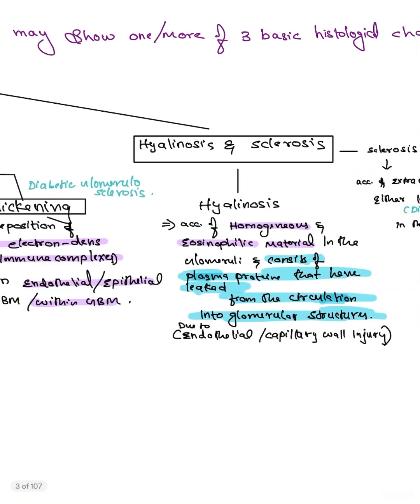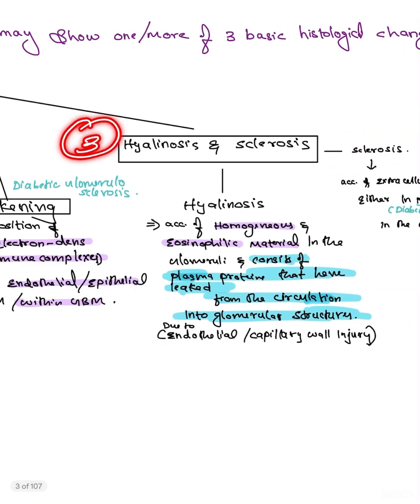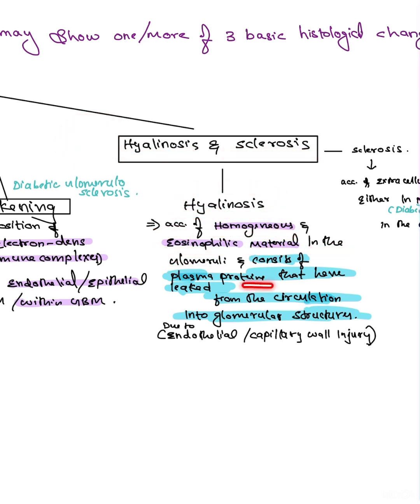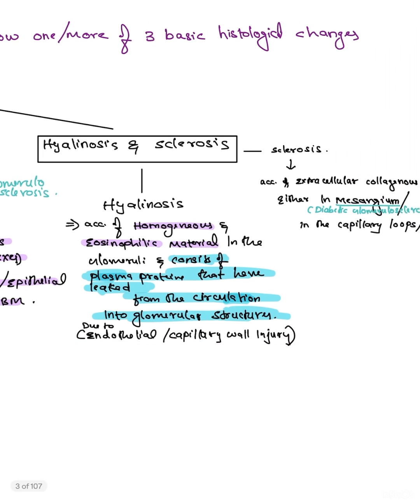And then we have the last histological alteration, hyalinosis and sclerosis. So what is hyalinosis? It is the accumulation of homogeneous and eosinophilic material in the glomeruli. It consists of plasma proteins that have leaked from the circulation into the glomerular structures. This is due to endothelial or capillary wall injury. So hyalinosis is just the accumulation of homogeneous eosinophilic material in the glomeruli.